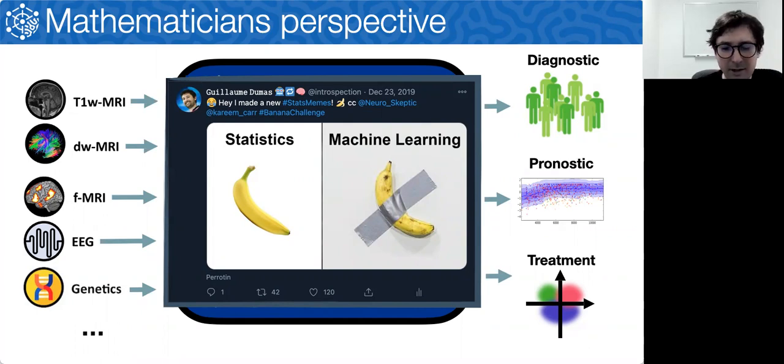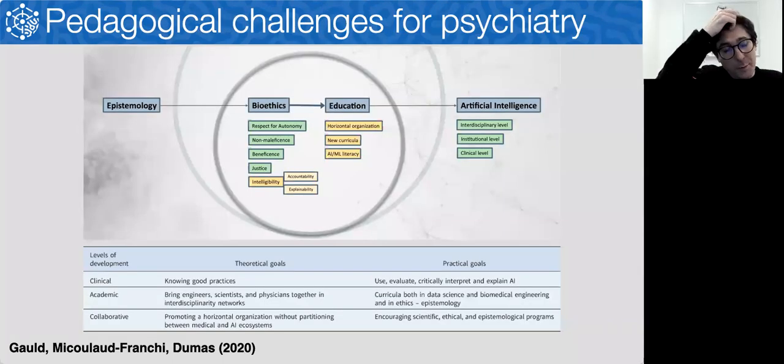And so there's like all these hope and hypes that needs to be addressed so that students know what they are getting their hands on. And so in our paper, from machine learning to student learning, we delineate 3 levels of challenges. First, a clinical challenge with the need to know the good practices of AI and machine learning to use, evaluate, interpret, and explain results. So that's like, I would say, a bare minimum.